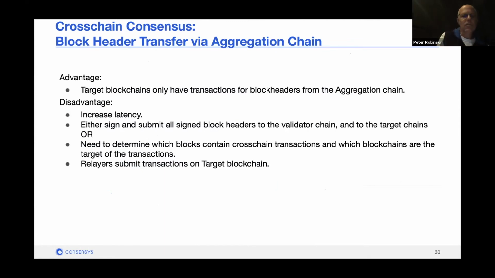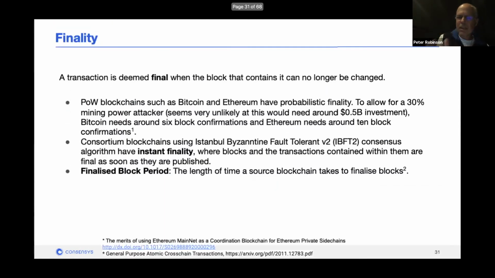And that's also got some advantages and disadvantages, but the big thing to think about with all of this stuff is finality. So it's all very well and good to transfer an event, or a block header and an event, across to a target blockchain, but if you're using proof of work, it's not instant finality, it's probabilistic. And so you need to have something like 10 block confirmations on Ethereum to be sure that you're going to have a block nailed in and final, assuming a 30% mining power attack and a 1 in a million chance.